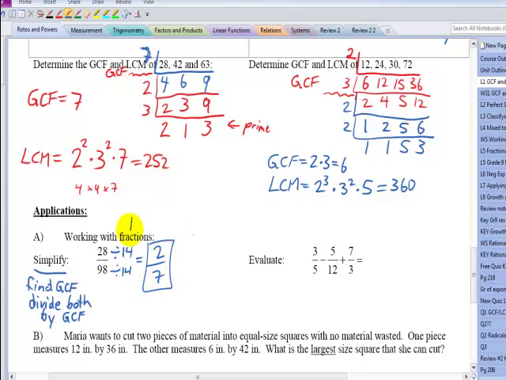Here, 5, 12, and 3. So when you're adding and subtracting fractions, what do you have to have? Common denominator.